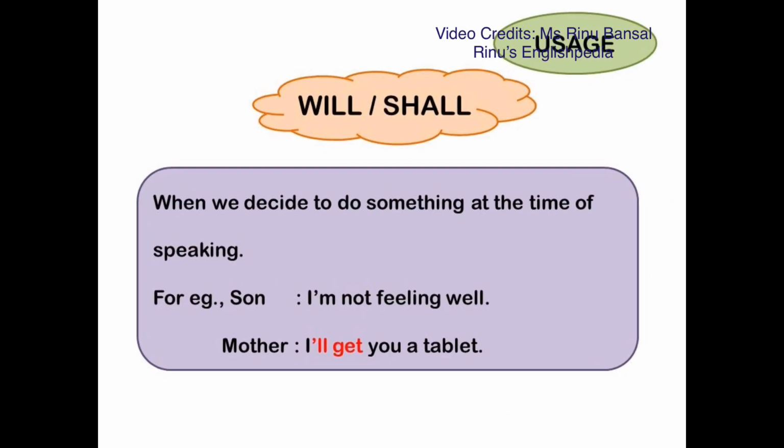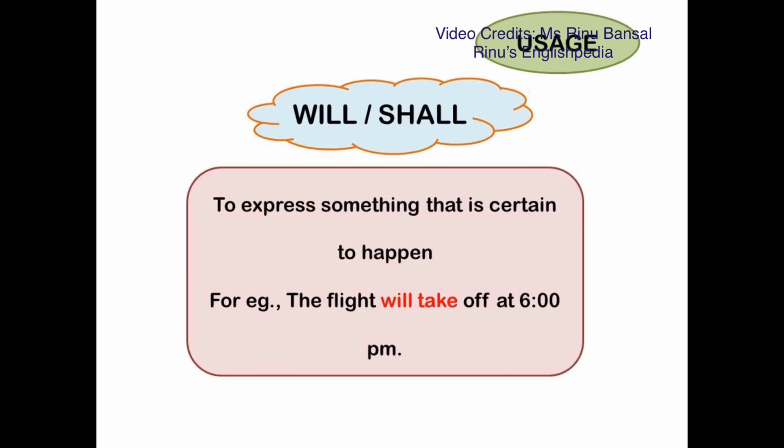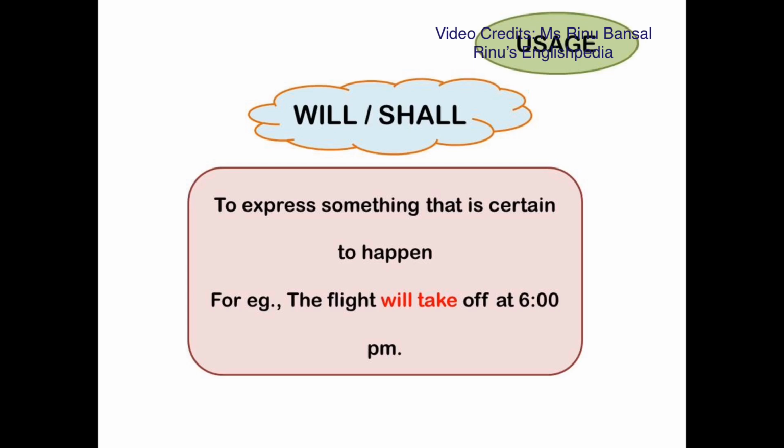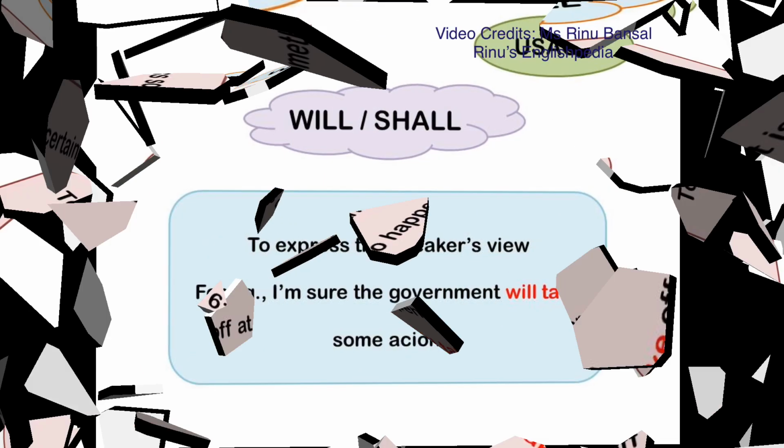Will and shall is generally used when we decide to do something at the time of speaking. For example, son, I am not feeling well. Mother, I'll get you a tablet. This decision to get a tablet was made at the time of speaking. Another time that we use will and shall is when we want to express something that is certain to happen. For example, the flight will take off at 6 p.m. This is a certain thing that is going to happen.